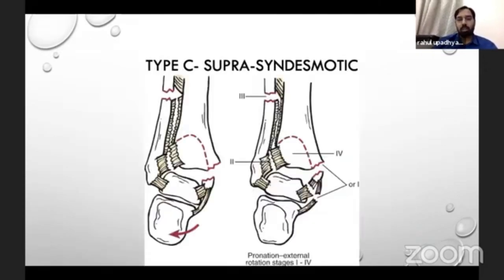In the type C or the suprasyndesmotic injury, it is a pronation kind of injury with external rotation forces. Now it is very clear and very easy to understand that any fibular fracture which is suprasyndesmotic is, for the record, going to be a pronation external rotation kind of injury. So whenever you have an X-ray, even for your exam, and someone is asking you the kind of injury pattern, look at the level of fracture at the fibula. If it is higher above the syndesmosis, it is going to be a pronation kind of injury. And again, the direction of the force is going to be the same.